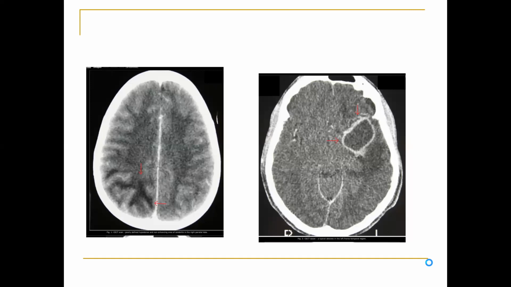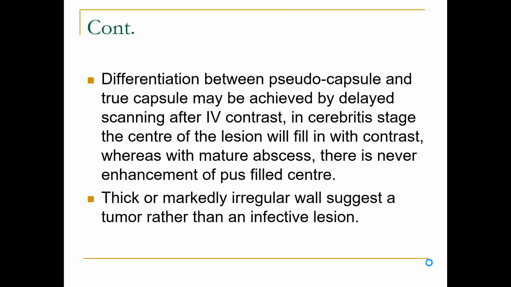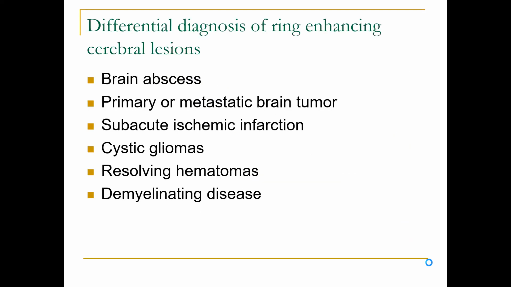Rather, it would be irregular, and at some points it would be thick, and at some points a thin one. So that is the point to differentiate how high-grade glioma looks, to differentiate it from capsule-formed abscess. So these are some differential diagnoses for the brain abscess. Anything which is inside the brain and is capsule enhancing, they differentiated with the following categories.